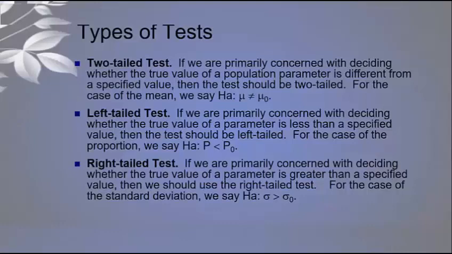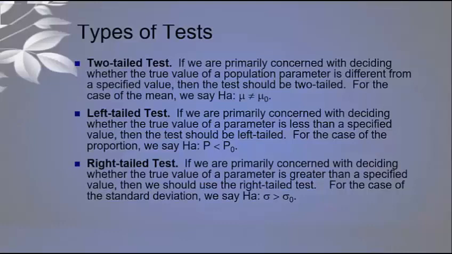Two-tailed test. If we are primarily concerned with deciding whether the true value of a population parameter is different from a specified value, then the test should be two-tailed. For in this case, the mean, we say mu is not equal to mu.